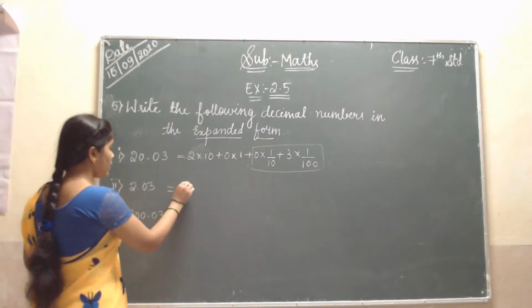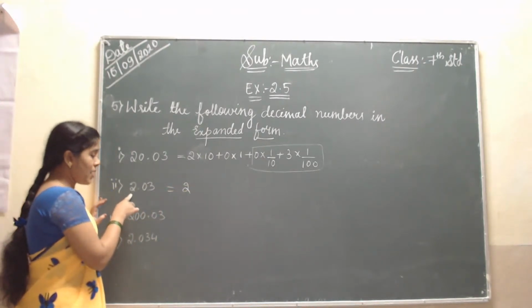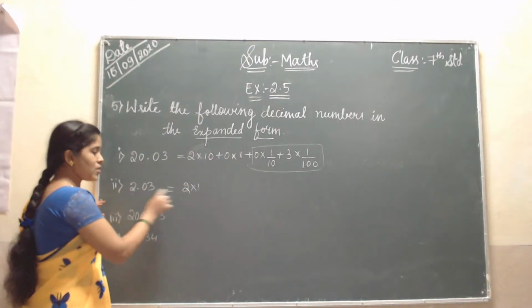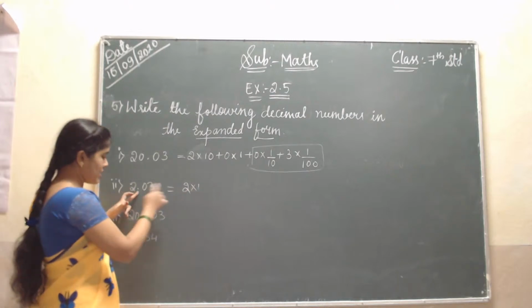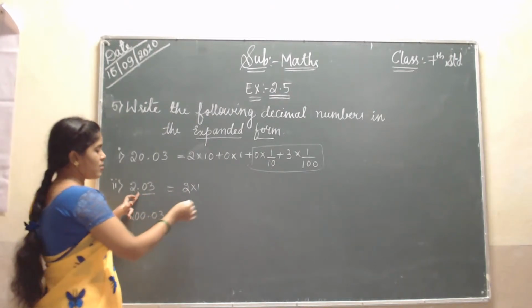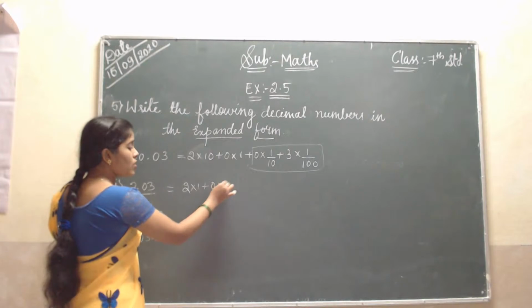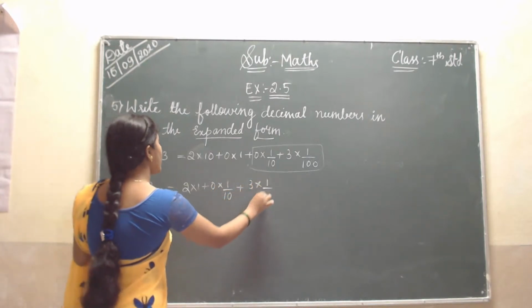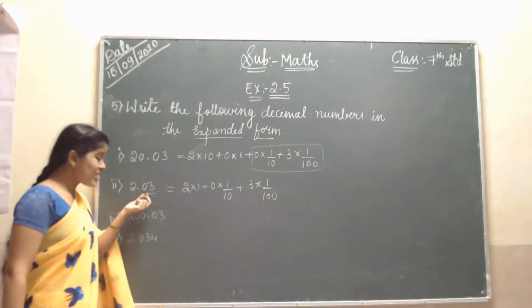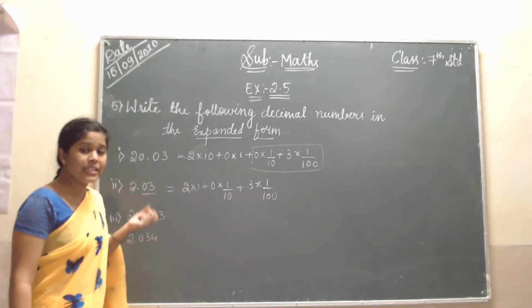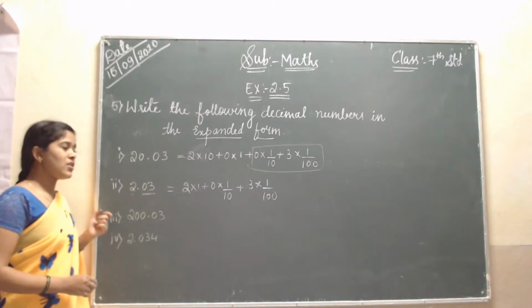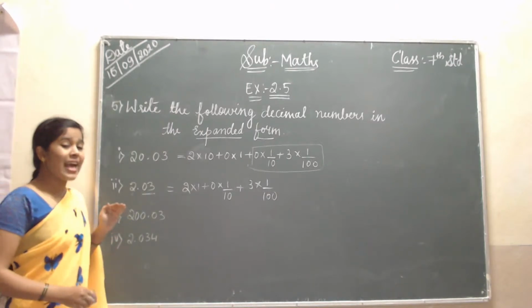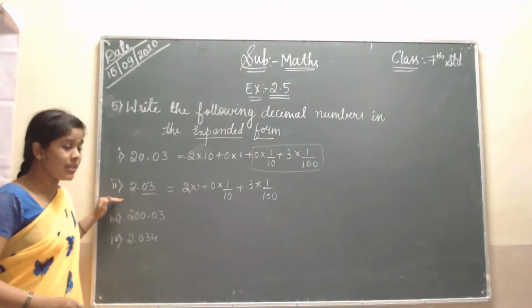Here, 2 is in the 1's place, so 2 into 1. Because the 2 is in the 1's place, we are writing 1 here. After the decimal, these are after the decimal, so point 0 into 1 by 10. Very good. Next, 3 into 1 by 100, because 0 is in the tenths place and 3 is in the hundredths place. So we have to divide 0 by 10, 3 by 100. Understood? So this is the expanded form of decimals.